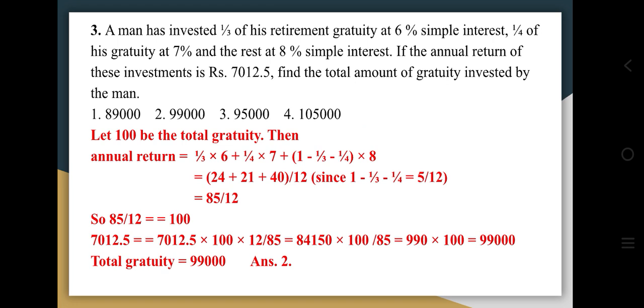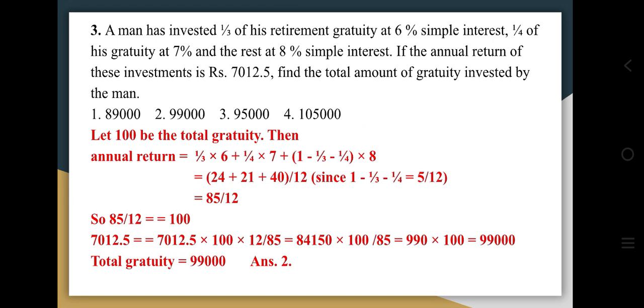So the total annual return is 1 by 3 into 6 plus 1 by 4 into 7 plus 5 by 12 into 8. So if you simplify by taking 12 as common in the denominator, then in the numerator we get 24 plus 21 plus 40 by 12, that is 85 by 12.